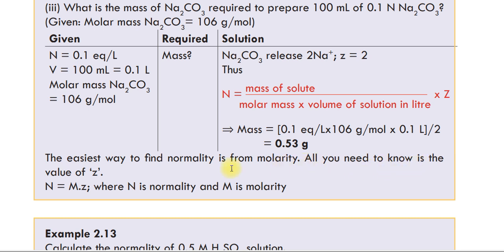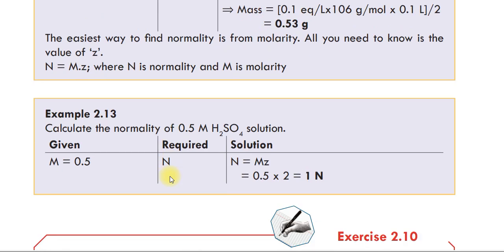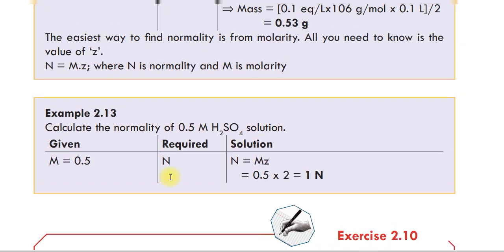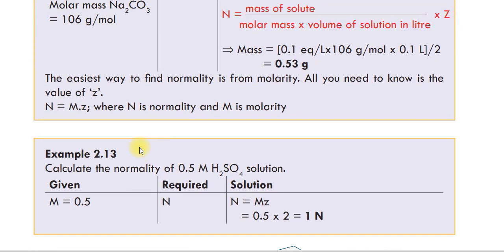The easiest way to find normality is from molarity. All you need to know is the value of Z. Z ን ካወቅን በቀላሉ ኖርማሊቲውን ከሞላሪቲው ማግኘት እንችላለን። ኖርማሊቲ ማለት ሞላሪቲ ታይምስ Z እንደማለት ነው, where N is normality, M is molarity.